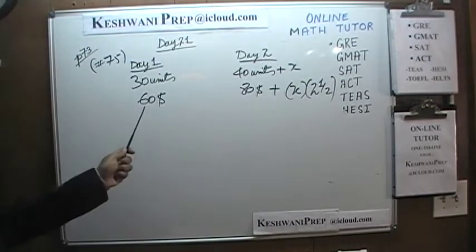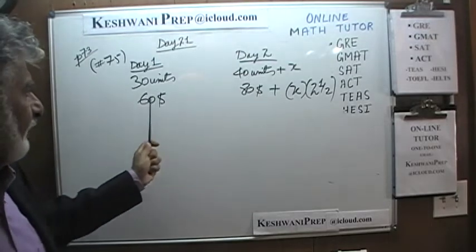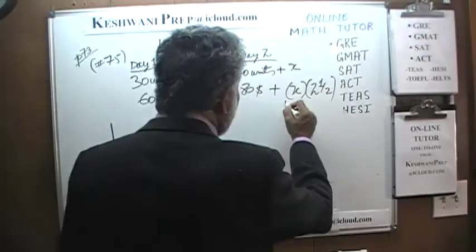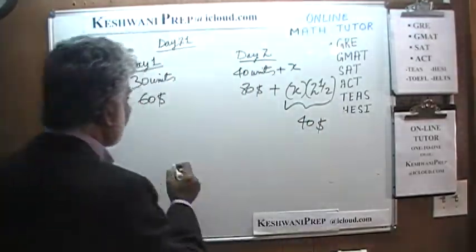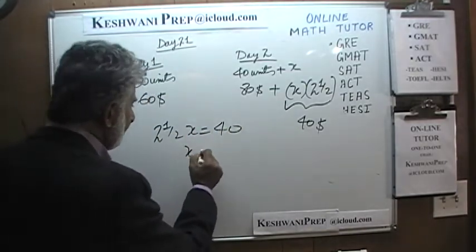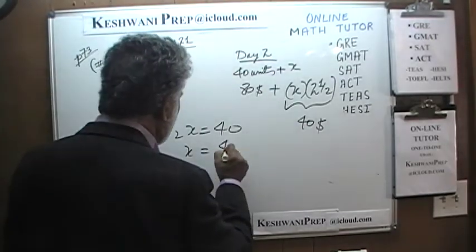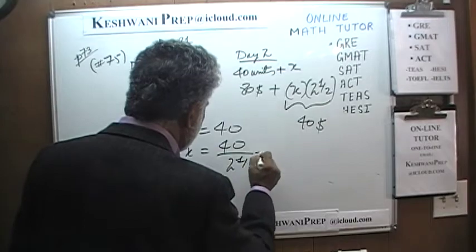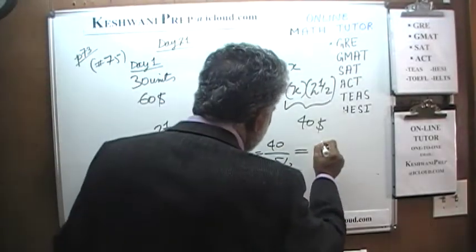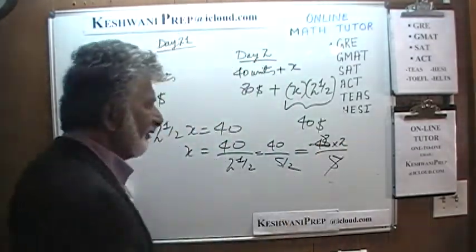And since, one more time, this is $60 for the first day, we made 30 units. For the first 40 units in the second day, we got $80. 60 plus 80 is 140. Altogether, we got 180. So this must represent $40. That's all it is. 2.5x equals 40. X must equal 40 divided by 2.5. Let's write down our 2.5 as 5/2. And let's bring it up. So it's 40 times 2 over 5. Divide top and bottom by 5. 40 is 8/5. There we go.